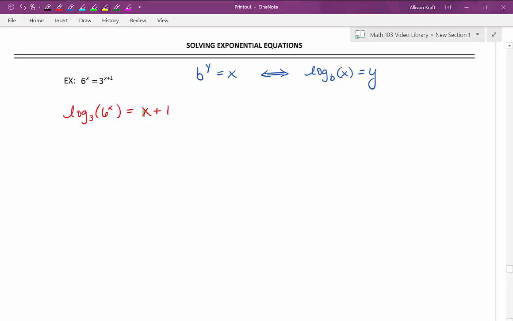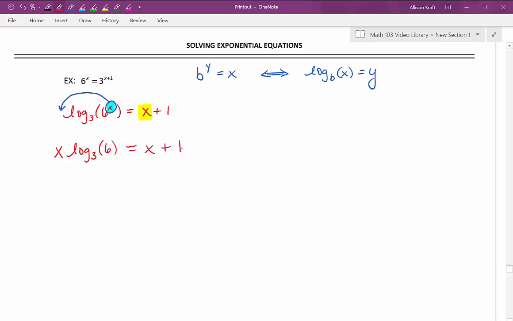Now this helped us some. It got the x on the right out of the exponent, but notice that we have an x on the left still in the exponent and now inside the argument of a log as well. Oh, we need to gain access to that x. So we're going to use the property of logs that says that you can take the exponent out of the argument by making it a coefficient. This becomes x times log base 3 of 6 equals x plus 1.